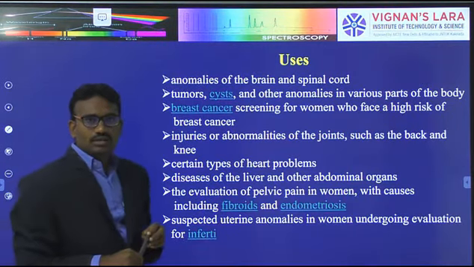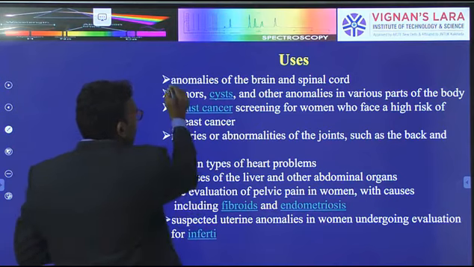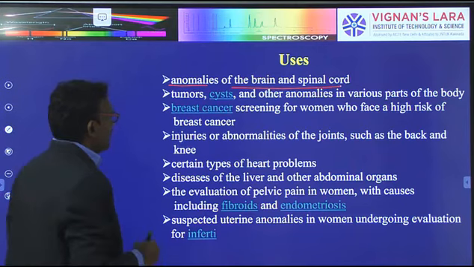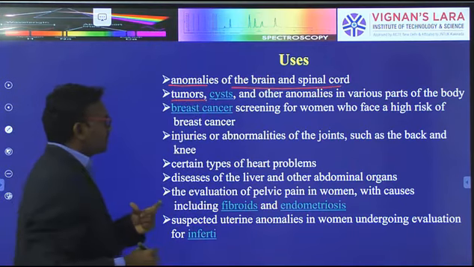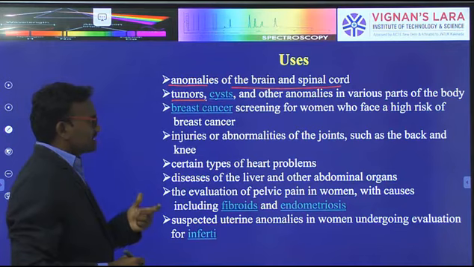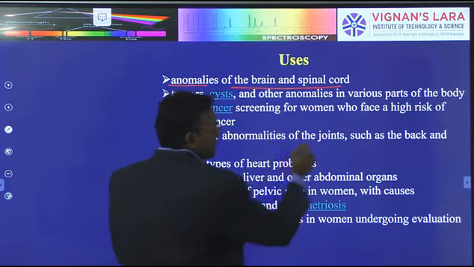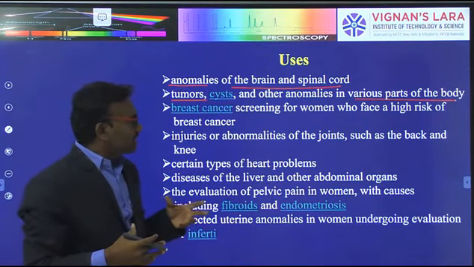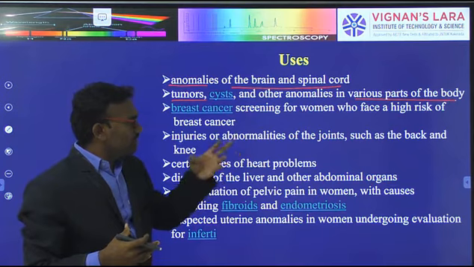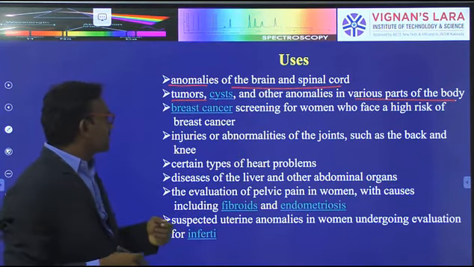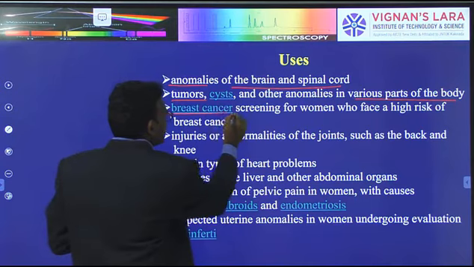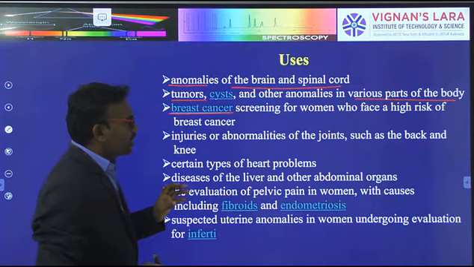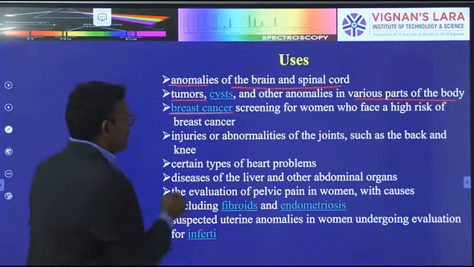Uses of MRI scanning: anomalies of the brain and spinal cord, different types of tumors present in the chest and other parts, and anomalies in various parts of the body. Any abnormalities present in any part of the body can be detected. It is also used to screen women who face a high risk of breast cancer.